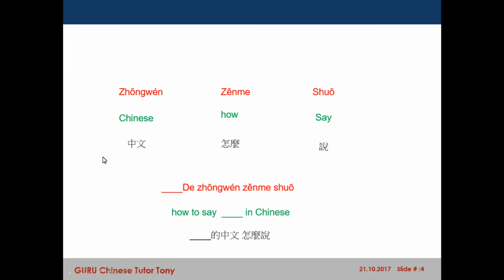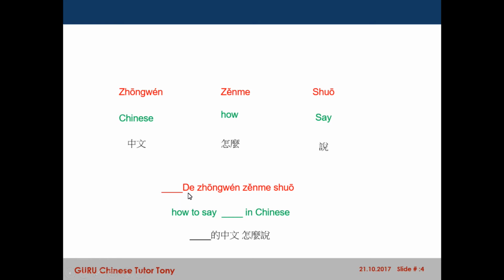Okay, so 中文 means Chinese. How to say English? 英文 English. 怎么 how, 说 is say. 说 is say or speak.